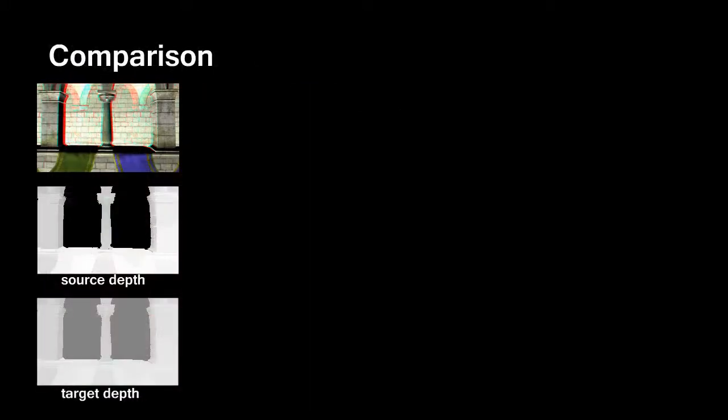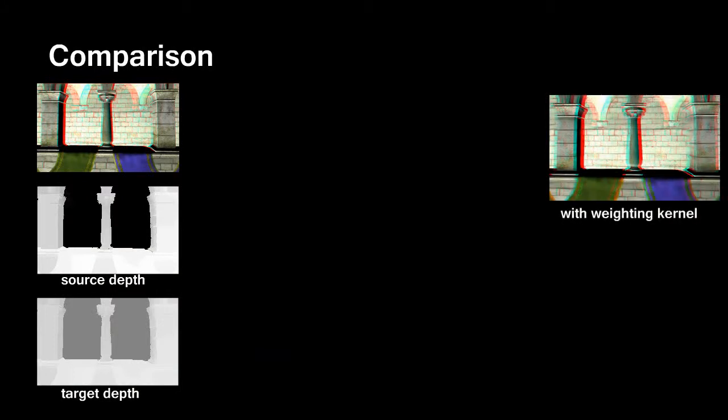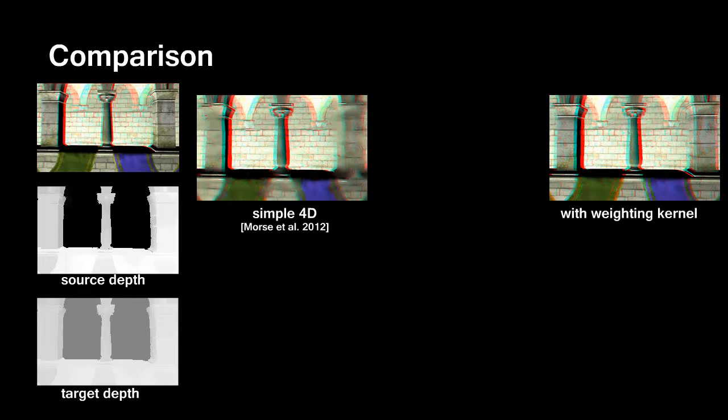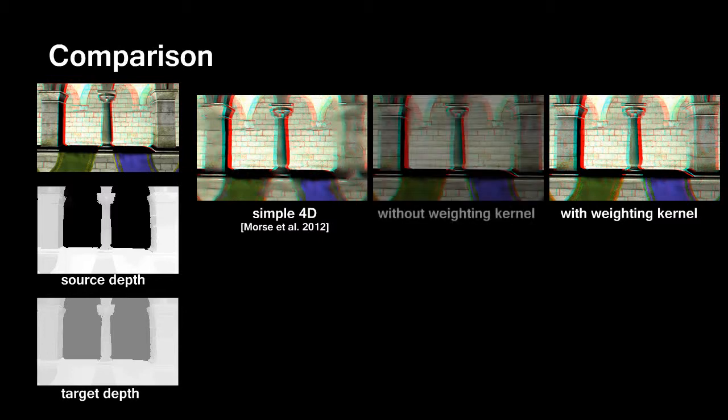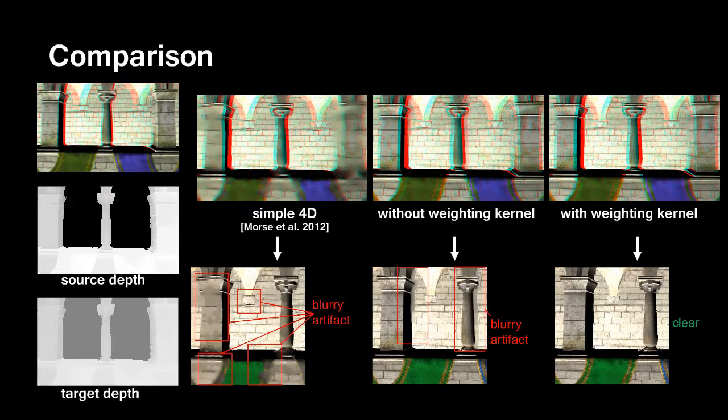We give a comparison of our proposed similarity metric and two other simpler methods: Simple 4D, which directly sums the distances of both colors and depths together, and our metric without the depth-dependent weighting kernel. The detailed views show that the two simpler metrics often produce blurry results. Without the depth-dependent weighting kernel, the pixels from different layers could be mixed up.